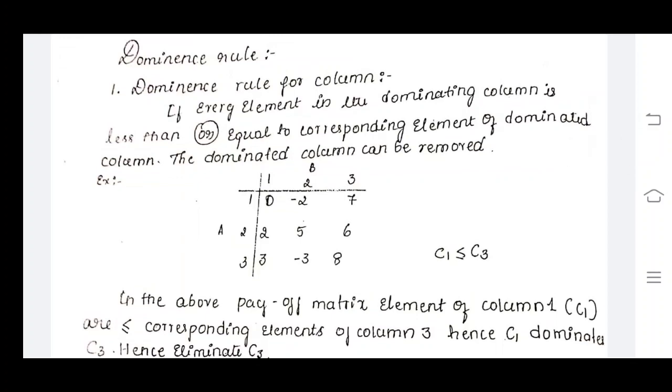What the column dominance rule says is, if every element in the dominating column is less than or equal to the corresponding element of the dominated column, then the dominated column can be removed or eliminated. For that we have taken one example. A payoff matrix with a 3 cross 3 matrix is considered. Both the players A and B will be having three strategies.